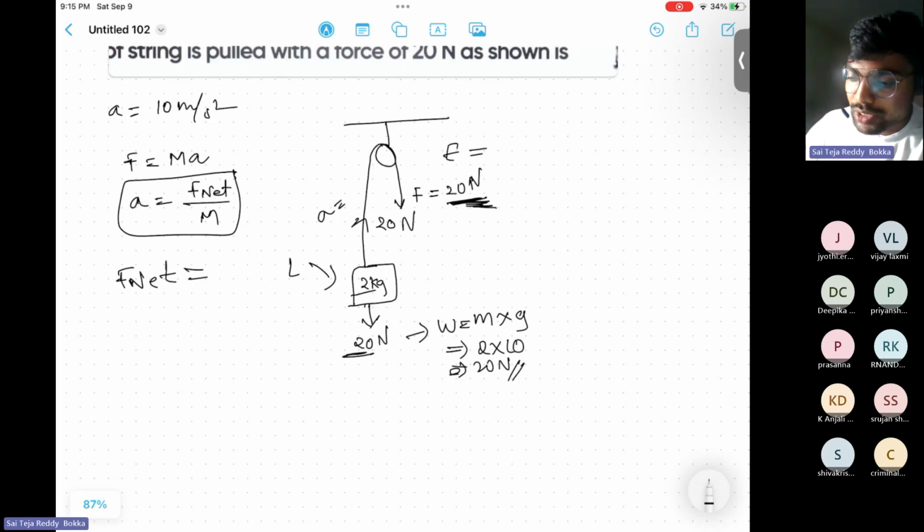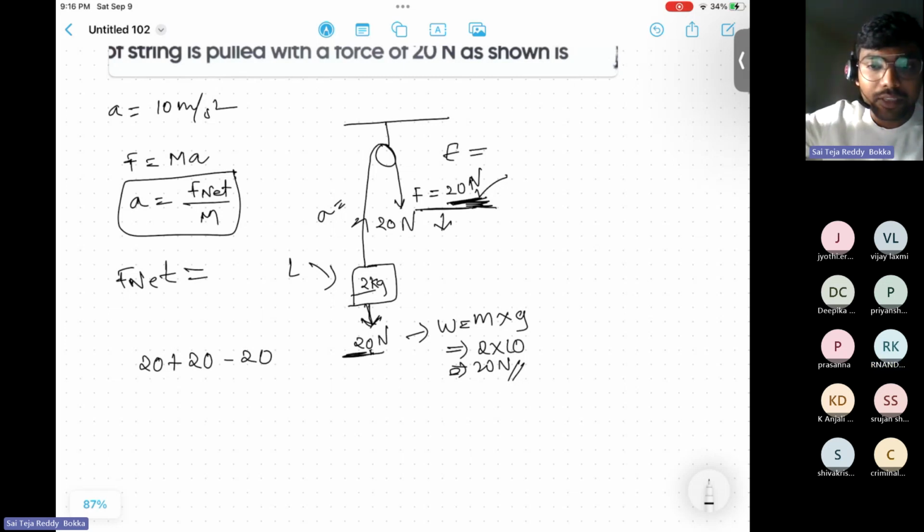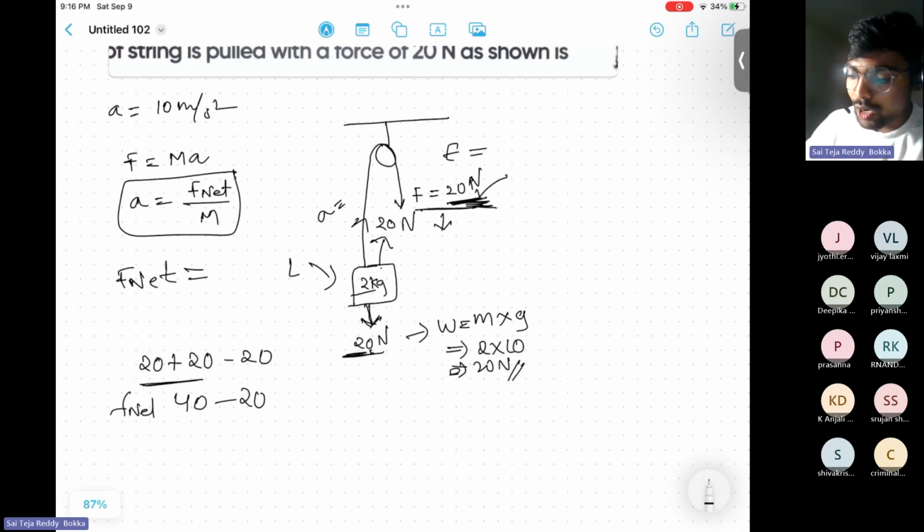So what are the total forces acting in the vertical direction? That will be equal to 20 plus 20 minus 20. Here the force acting in a downward direction is 20 newtons. Here the force acting in a downward direction is 20 newtons. Those are in the same direction, so both can be positive. So 20 plus 20 is 40 minus 20, because the tension acts opposite to the direction of weight, so we take it as negative. So F net along the vertical axis will be equal to 20 newtons.